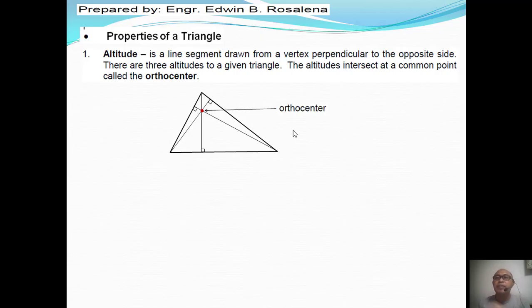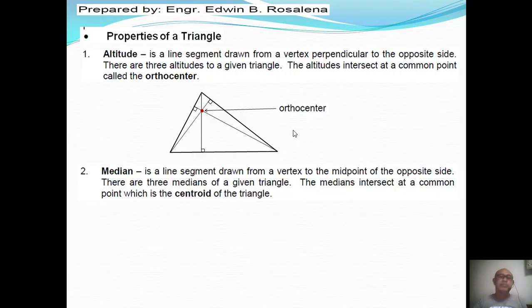Okay? So take note of the terms now, because in the succeeding examples, or when you take an exam or quiz, or you solve problems in your practice, it is possible you will encounter these terms. So you should know the meaning of the terms. So altitudes, then we have the orthocenter. The orthocenter is the intersection of the three altitudes of a triangle.